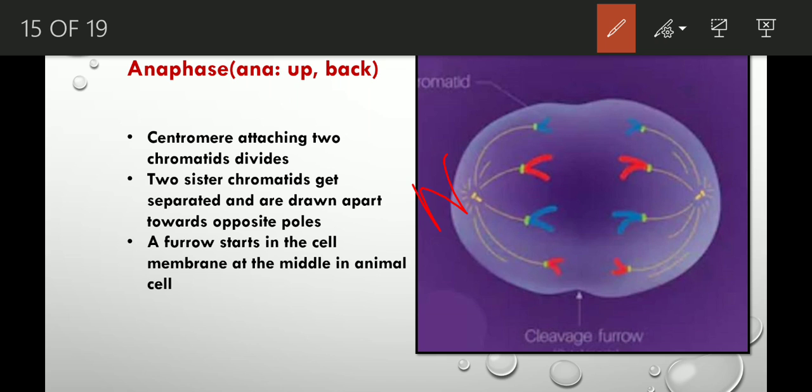If we consider this as the north pole and this as the south pole of the animal cell, then one portion of the sister chromatids is drawn towards north and another portion is drawn towards south. So they are drawn apart towards opposite poles. And another thing that you can see is a furrow. A cleavage furrow is forming from both the sides. At the middle of the animal cell, a cleavage furrow starts forming.